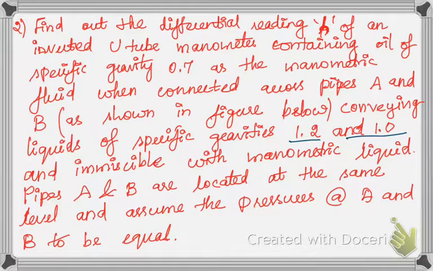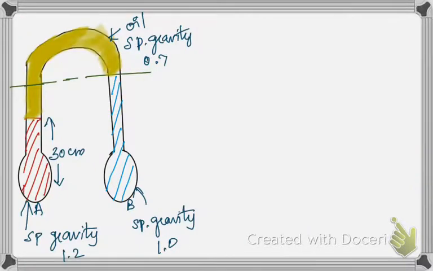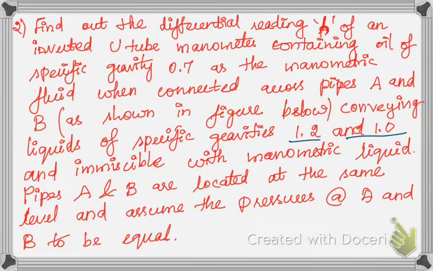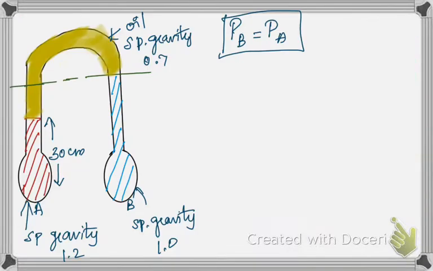Next, pipes A and B are located at the same level, and assume the pressures at A and B are equal. Which means that PB will be equal to PA. So this is given in the problem. They have asked us to determine the differential reading H. So here this will be my H, and I have to calculate this differential reading. The same procedure we are going to follow. So let me take this datum to be C and D. So pressure at C and pressure at D.